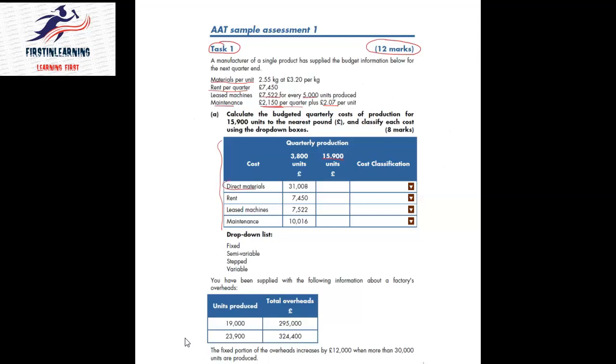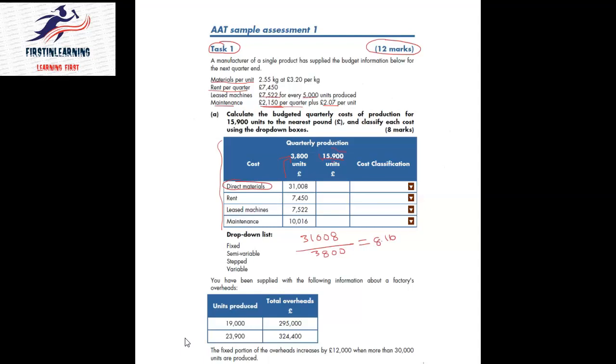Direct material, as we know, this is our variable cost. So let's find out how much is the cost per unit. It says 31,008 pound for 3,800 unit. So if I try to find out how much is the cost per unit, 31,008 divide 3,800, that gives me £8.16 per unit.